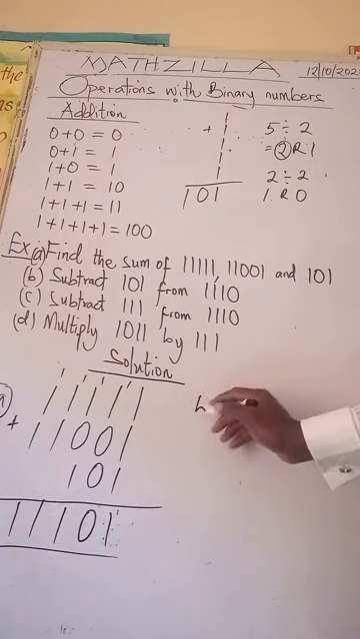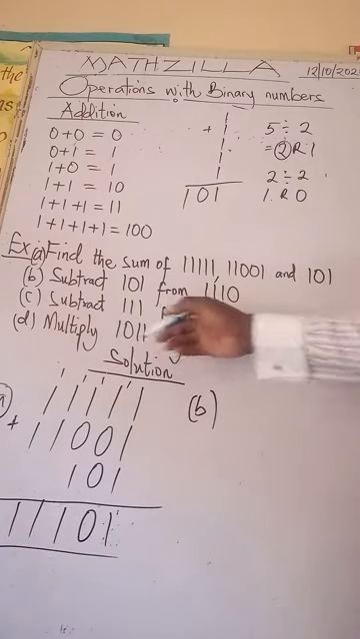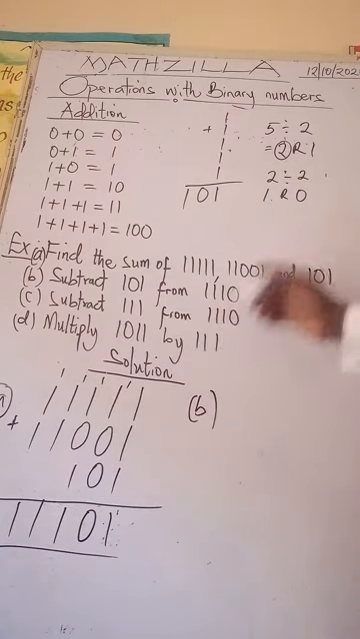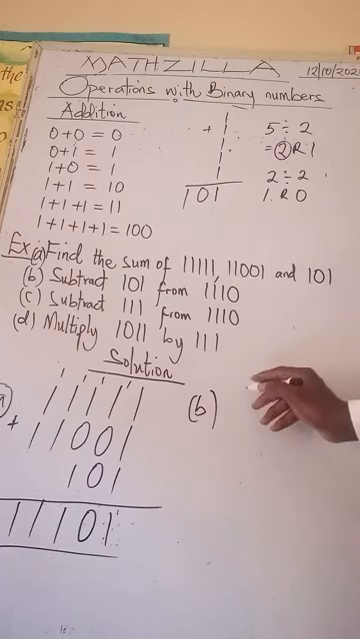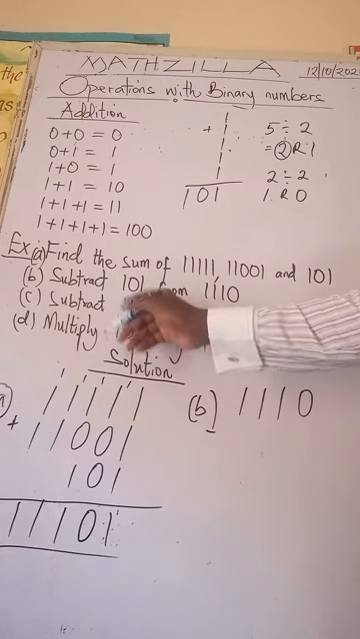Let's take the B part here. Subtract 111 from 1110. So you write this first: 1110 minus 111.